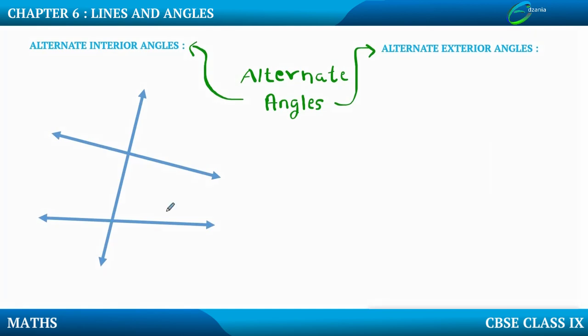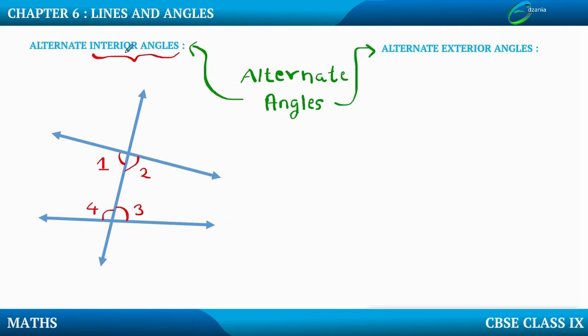Now alternate interior angles they are talking about, so I have to concentrate only on the interior angles. So let me mark the interior angles over here. This is the first interior angle, this is the second interior angle, this is the third interior angle. This is the fourth interior angle. What I can do is I can name them. Let me number them. I can say, let this be angle 1. This is angle 2. This is angle 3. And this is angle 4.